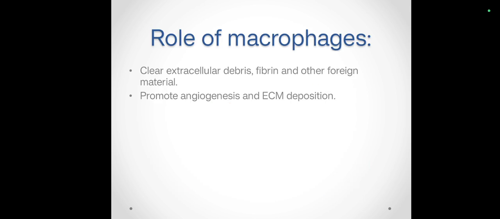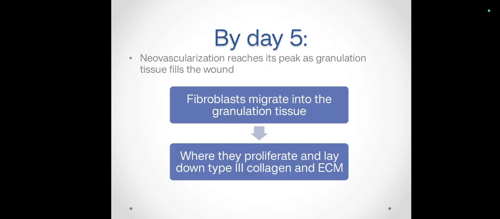Macrophages, which I have mentioned in the previous slide, are so important in this process because they clear all the cellular debris, fibrin and other foreign material. They also promote angiogenesis and extracellular matrix deposition. By day 5, neovascularization reaches its peak, because of which the tissue will appear red in color.